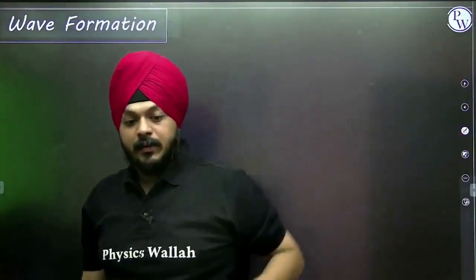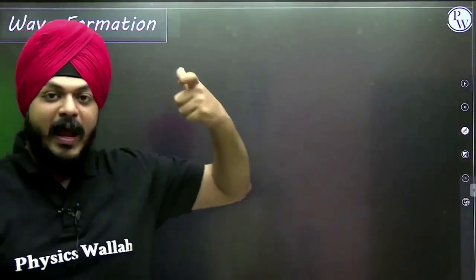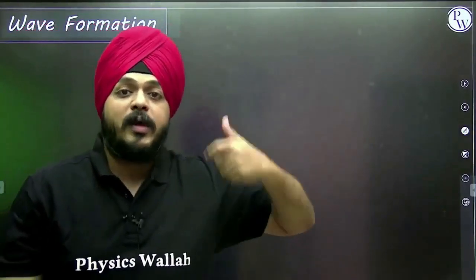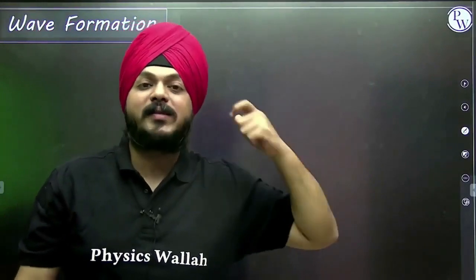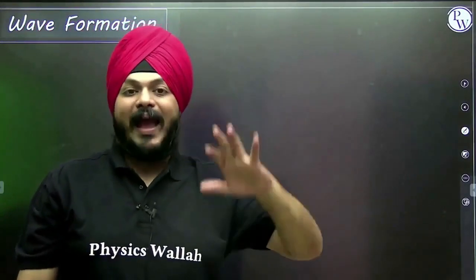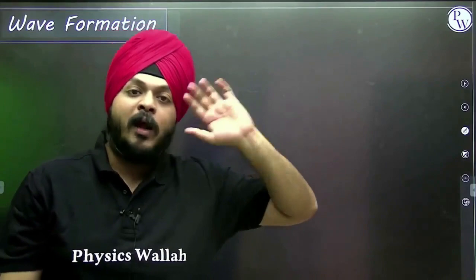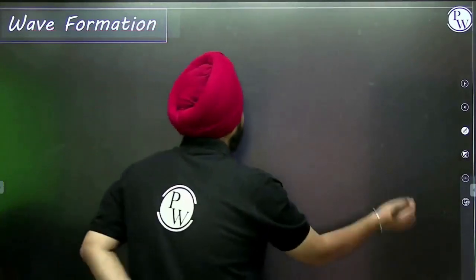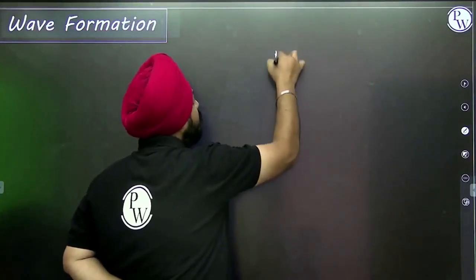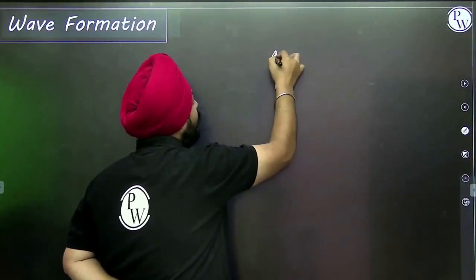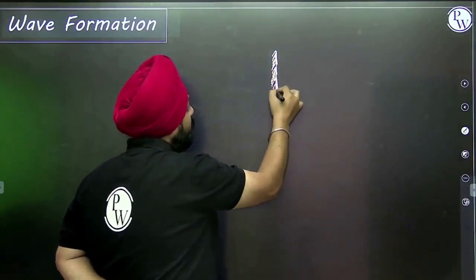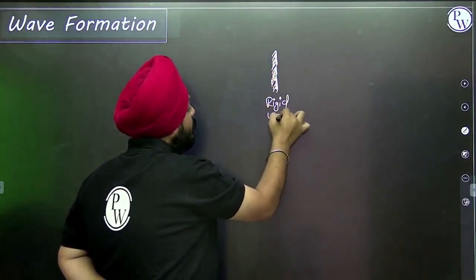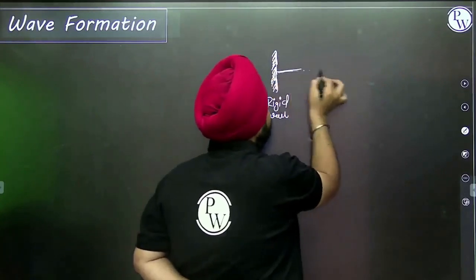Now let's see. The answer lies behind the formation of the wave. How is a wave formed? If you are able to understand this concept, I'm damn sure you will be able to understand how the equation is formed and what the actual analysis behind it is. Suppose, let us take an example to understand this. This is a rigid wall, and this is a string attached to it.